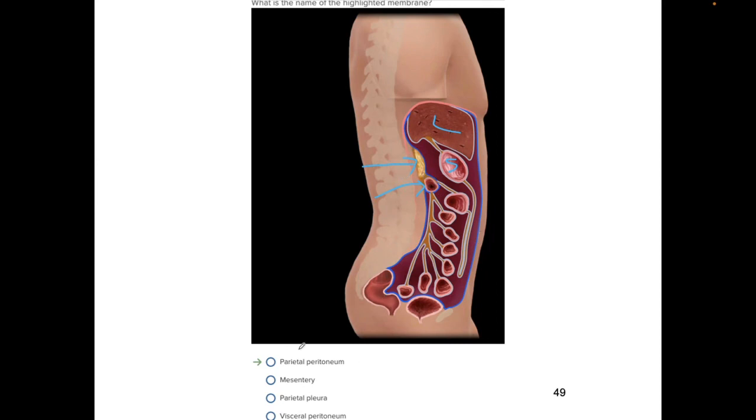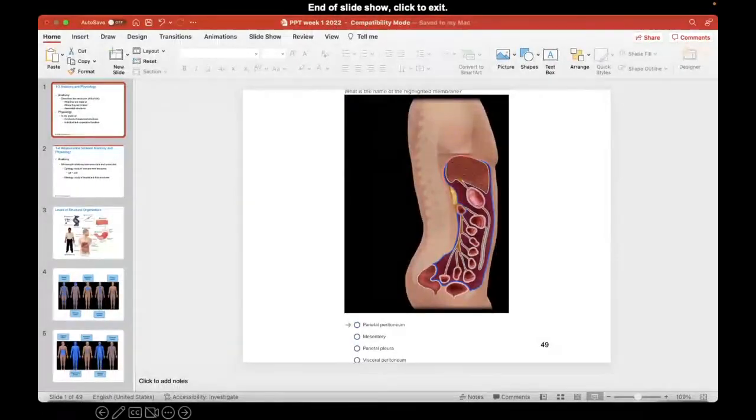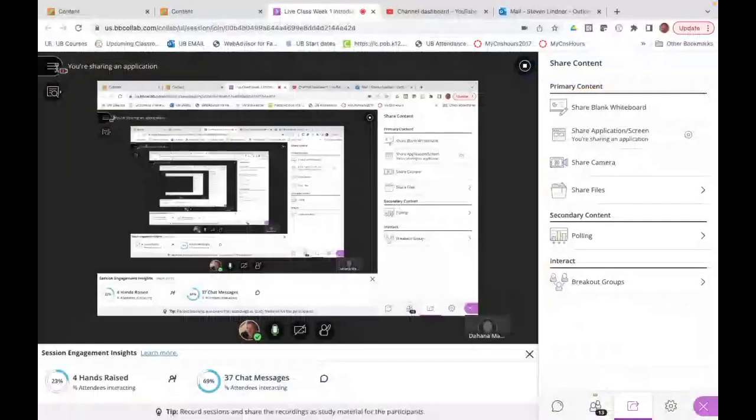So this is lining the wall, that's the parietal peritoneum. If it was the visceral, it would be like this. That would be the visceral. What surrounds that whole wall, that's the parietal peritoneum. Okay. All right, let's see if anyone has any questions for me.